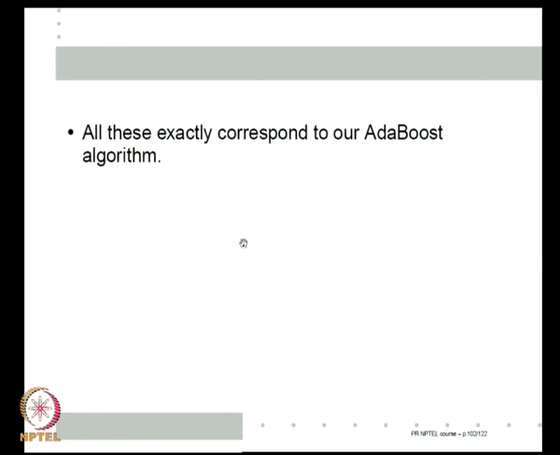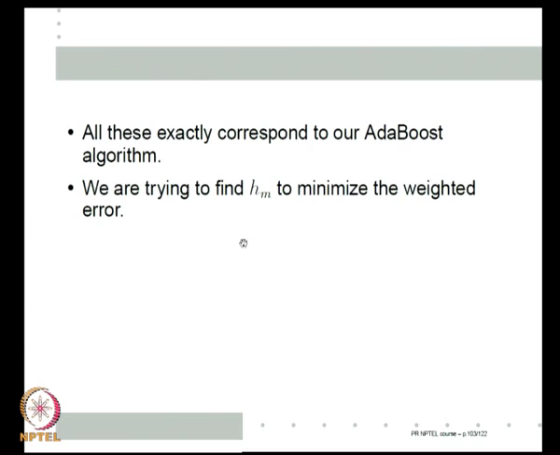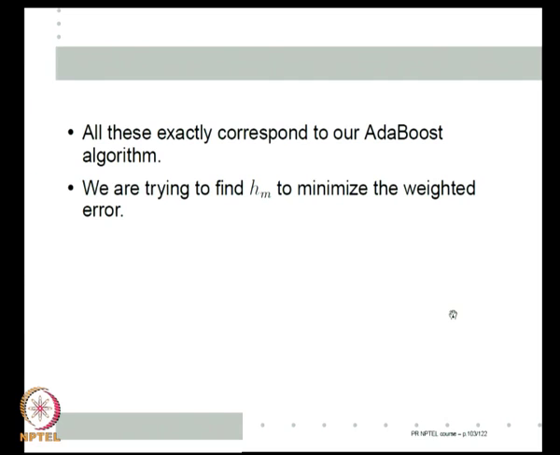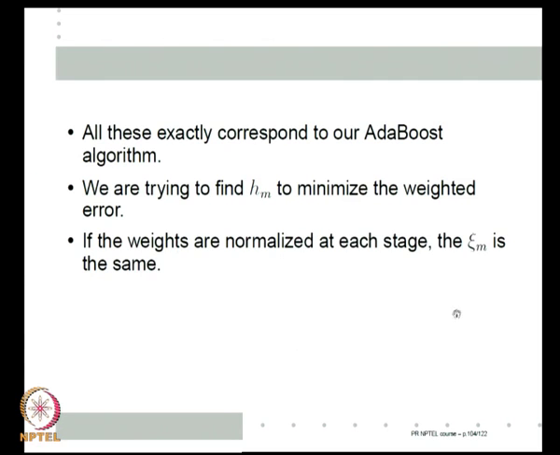This exactly corresponds to the AdaBoost algorithm. Let us see one by one why. We are trying to find h_m to minimize the weighted error, right. That is exactly what AdaBoost also does. Then we are always keeping w_i^m normalized. So, summation of w_i^m is 1. So, J_m is the same as summation over i of w_i^m indicator y not equal to h(x_i). So, that is exactly the epsilon_m that we define in the algorithm.